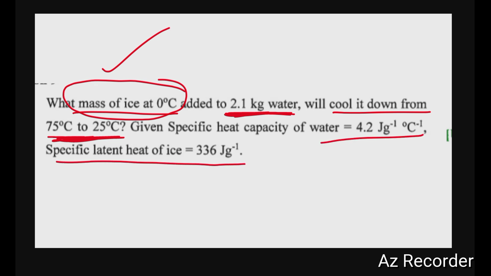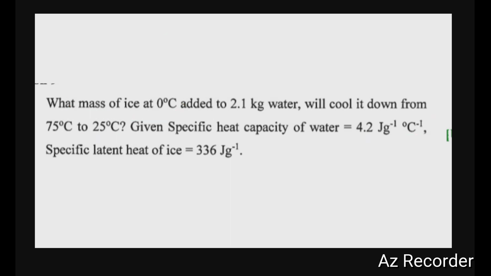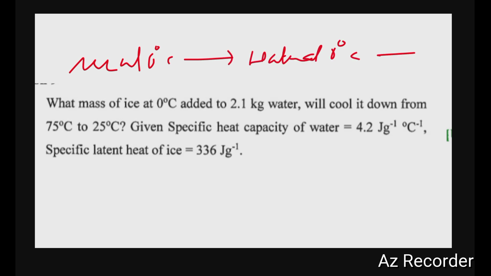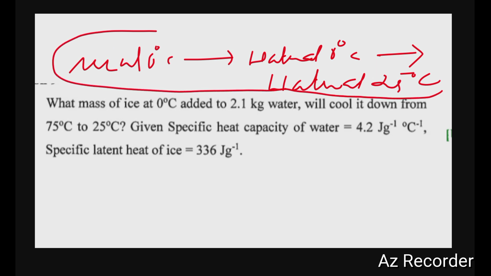So let's try to understand what happens here. When we add ice at 0 to water which was initially at 75 degrees Celsius, the temperature changes. What happens to the ice is this: first, ice at 0 degrees Celsius changes to water at 0 degrees Celsius, and then this same water at 0 degrees Celsius changes to water at 25 degrees Celsius.